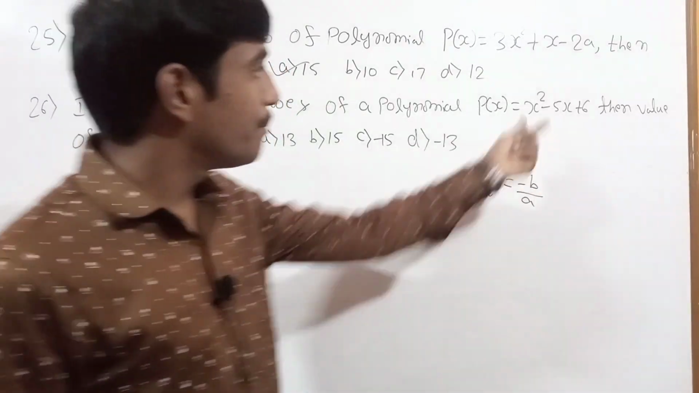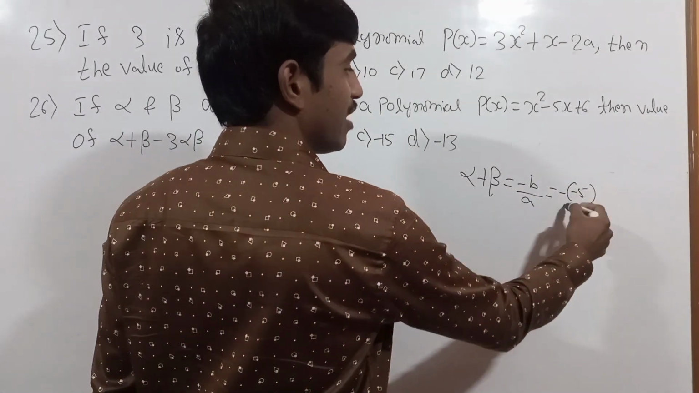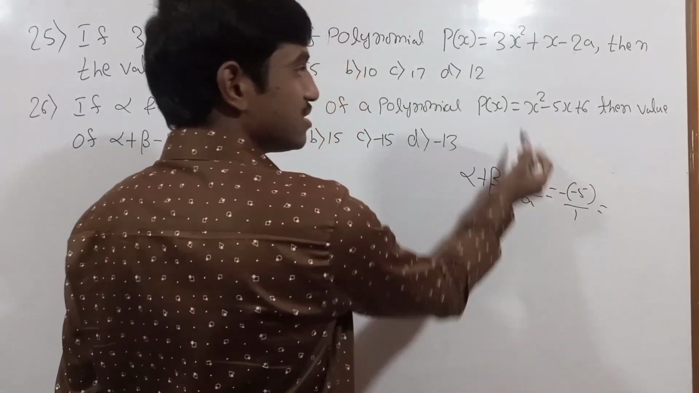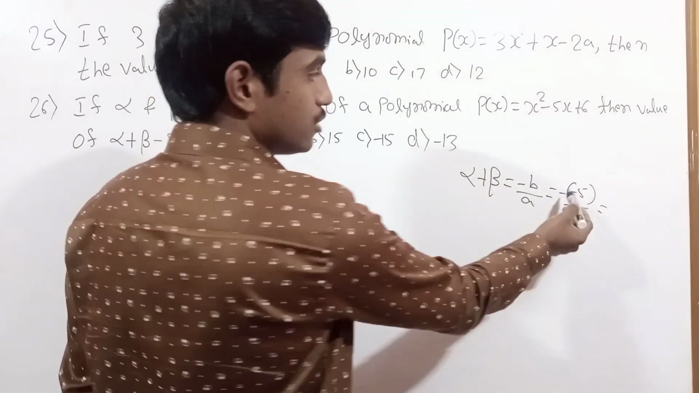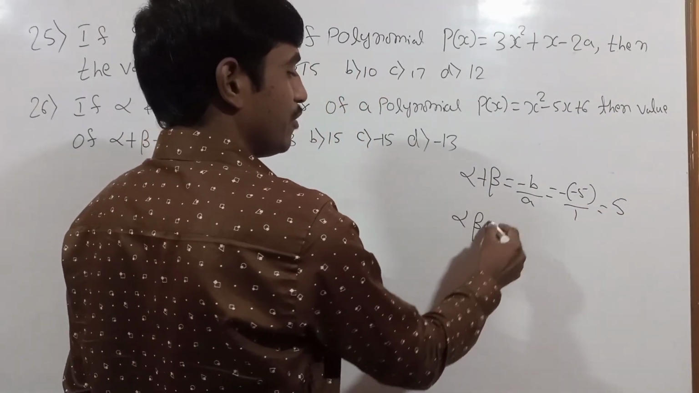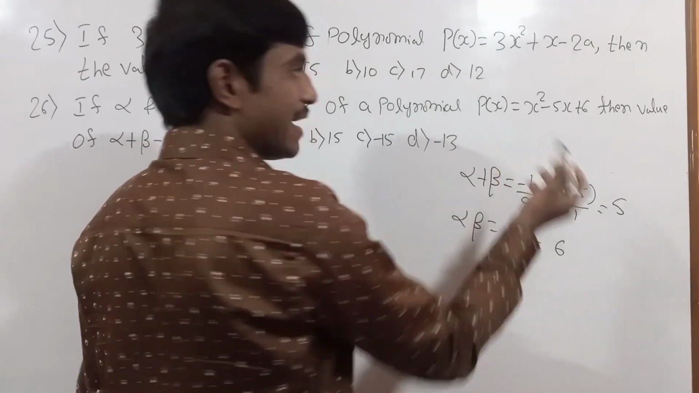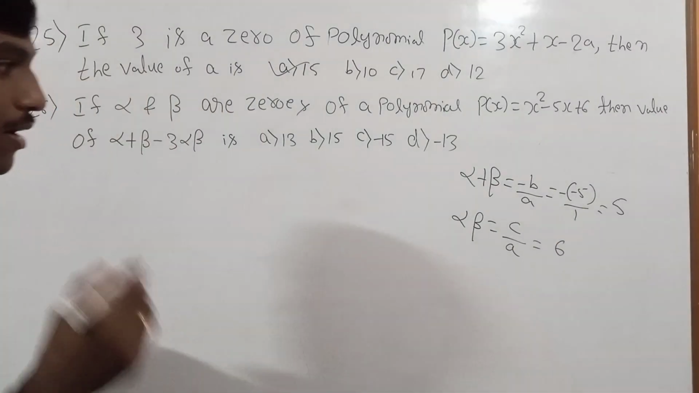What is b here? Minus 5. So we get minus of minus 5 divided by 1. A means the coefficient of x square, which is 1. So minus into minus is plus, we get 5. And alpha beta will be equal to c by a. The constant is 6, and a is 1. So alpha plus beta is 5, alpha beta is 6.